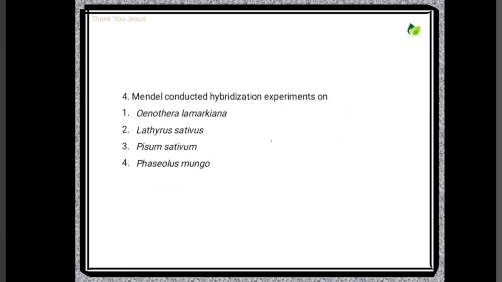See the next question. Mendel conducted hybridization experiments on Oenothera lamarckiana, Lathyrus sativus, Pisum sativum, Phaseolus mungo. The correct answer is Pisum sativum. Let's see the next question.